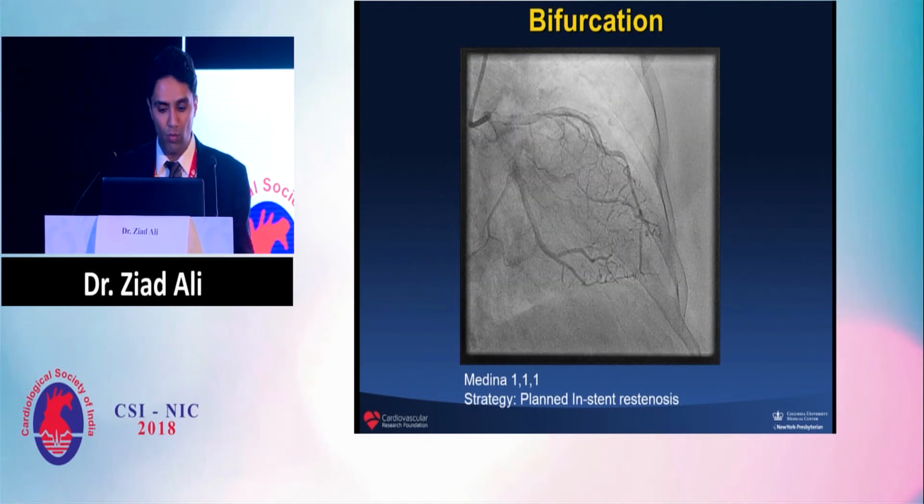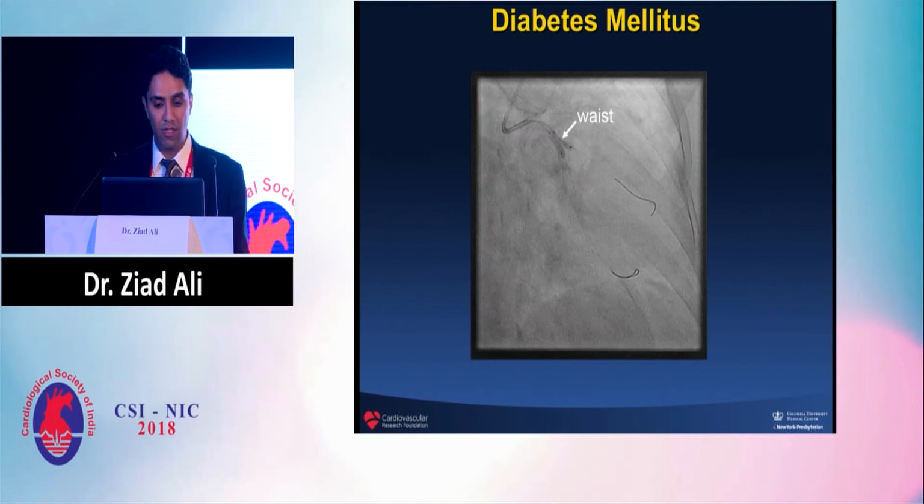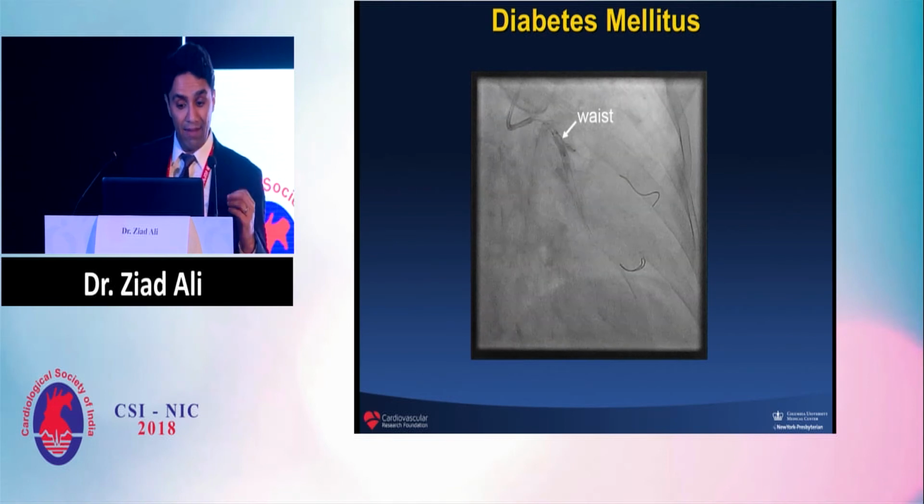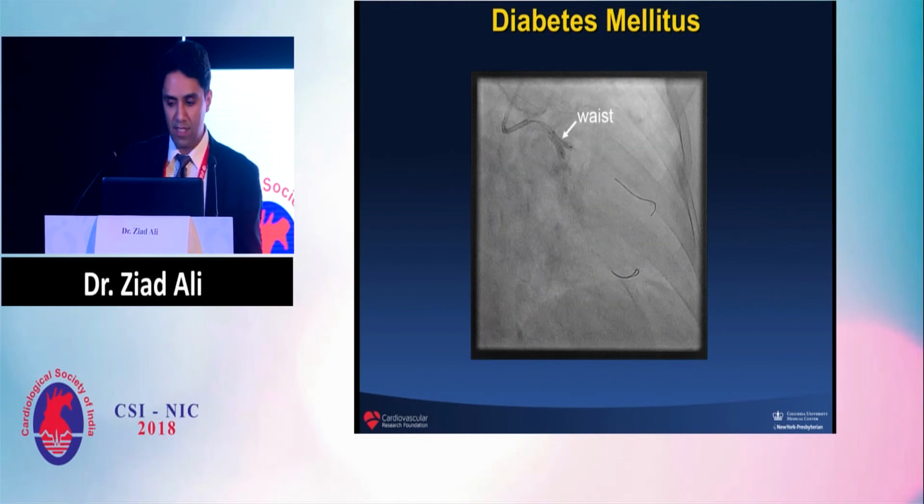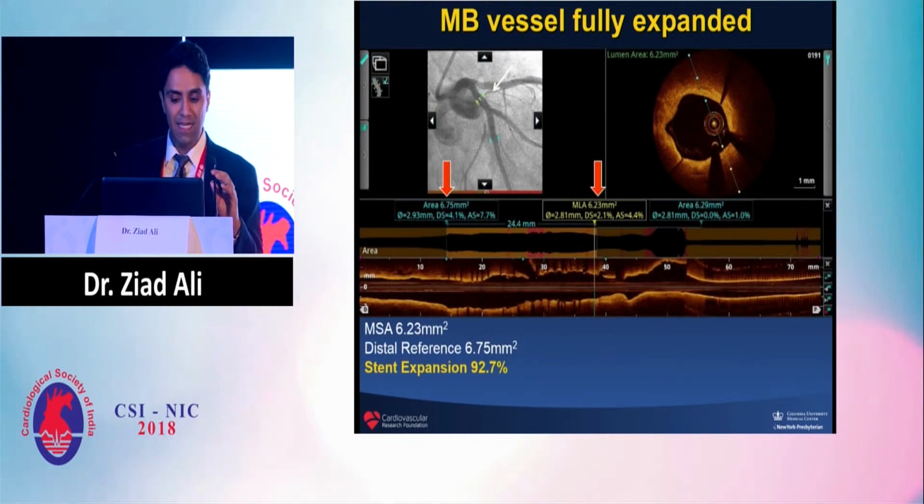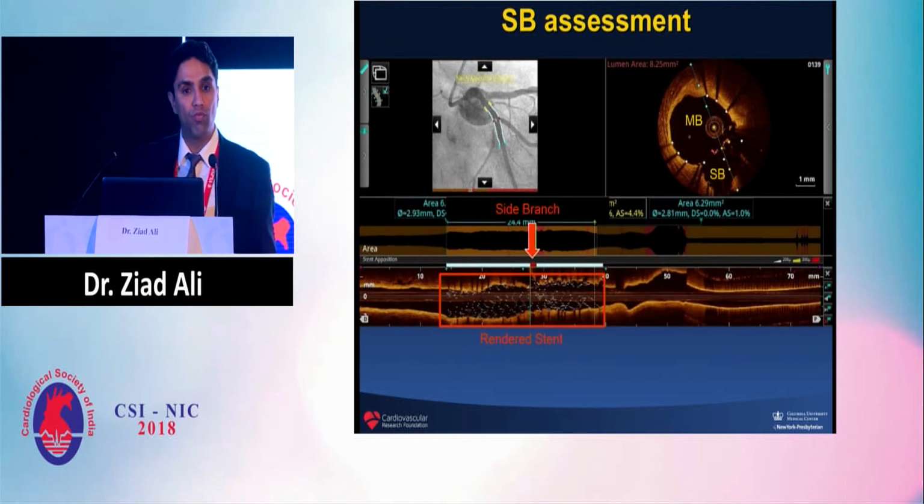This is a Medina 111 and planned treatment with a two-stent strategy. And you can see that following intravascular imaging, even with intravascular imaging guidance, but with an angiographic recrossing of the side branch, there's a waste on the side branch balloon. And the OCT tells us very clearly that while the main branch vessel is fully expanded, 92.7%, this feature called the rendered stent actually allows us to identify the side branch with intricate detail.